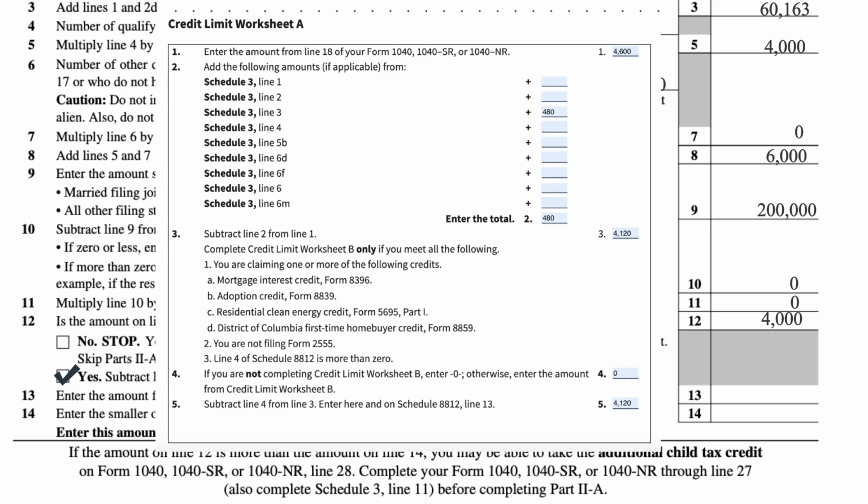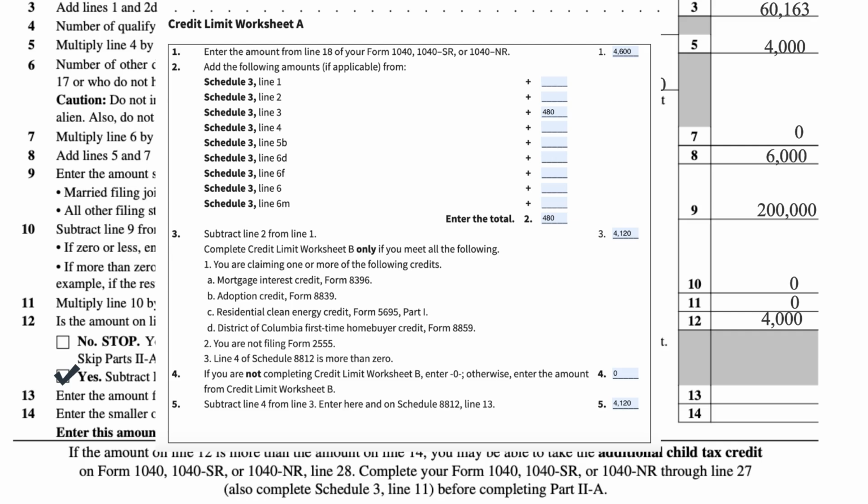So for right now, I'm going to enter the amount of tax, but how to get this number is going to be discussed in the next video. We can then enter in the amounts from Schedule 3 and/or Schedule 5695 if applicable. We then go on to line 3, where the amounts from line 2 and line 1 are subtracted.